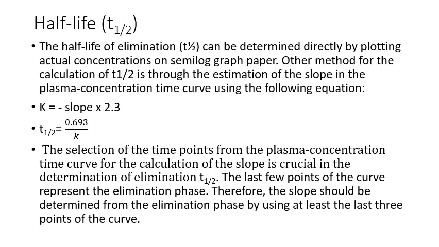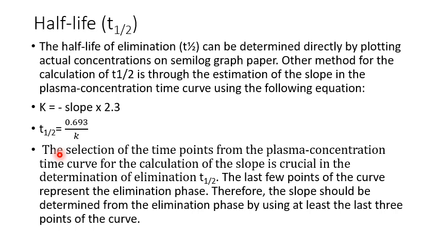Okay, half-life also can be calculated in this way. The half-life of elimination can be determined directly by plotting actual concentrations on semilog graph paper. Another method for the calculation of half-life is through the estimation of the slope of the plasma concentration time curve using the following equation, which is the equation that we normally use. The selection of the time points from the plasma concentration time curve for the calculation of the slope is crucial in the determination of the elimination rate constant.